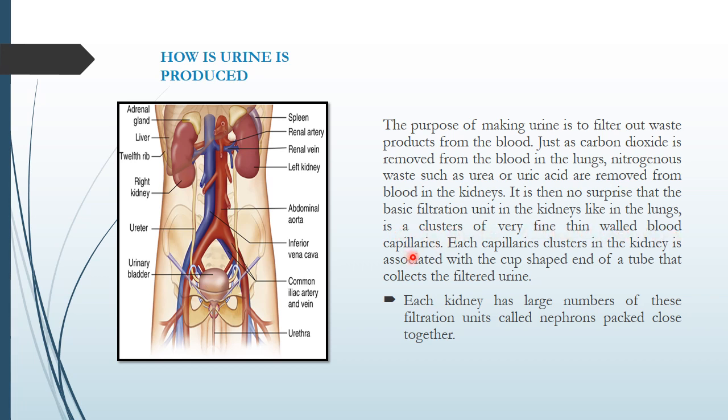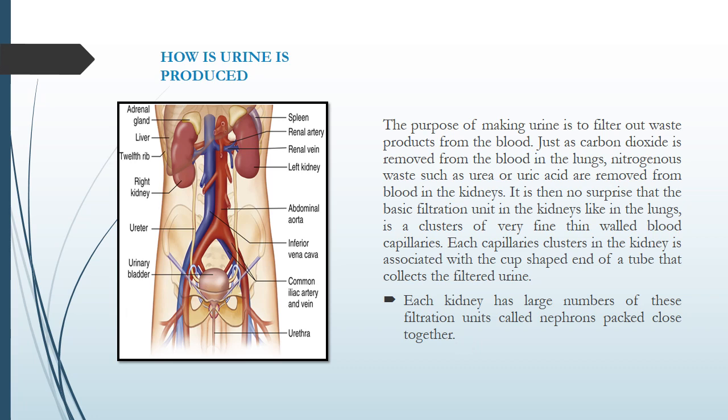which are the capillaries associated with a cup-shaped end to the tubes that collects the filtered urine. Each kidney has a large number of these filtration units, and the filtration units are called nephron, which are packed.